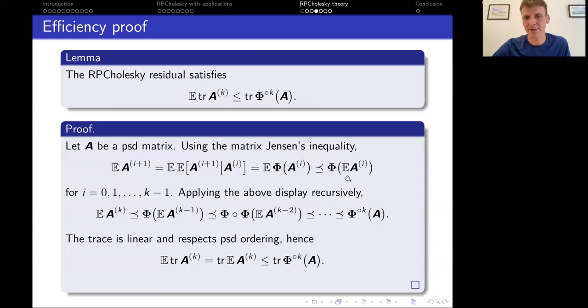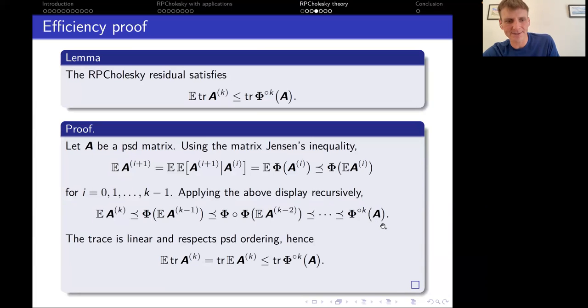Apply this recursively, and you can see the expected residual matrix. This whole matrix on the left-hand side is bounded from above, in the PSD ordering sense, by phi acting on the expected residual at time k minus 1, which is bounded from above by phi acting on the expected residual at time k minus 2. And you keep going and you get phi acting k times on the original matrix A.